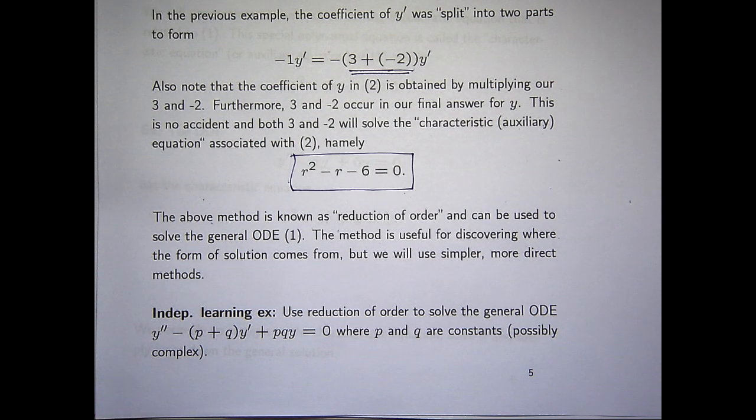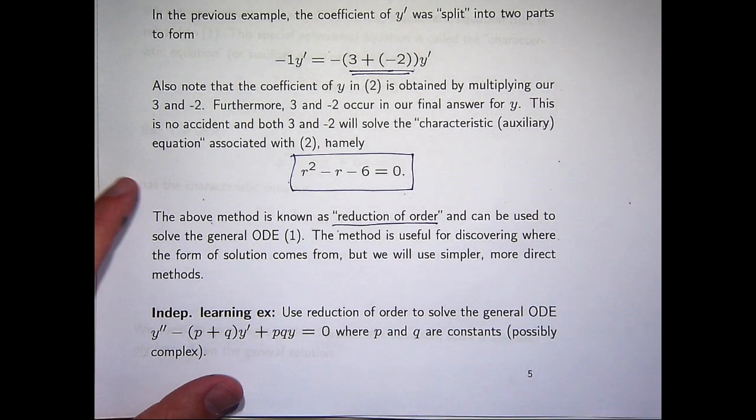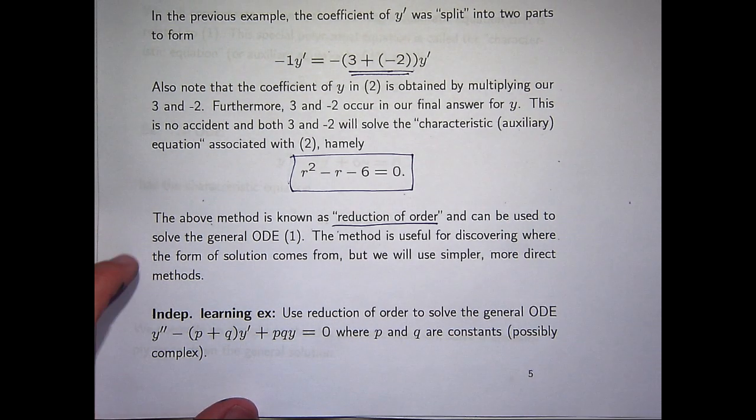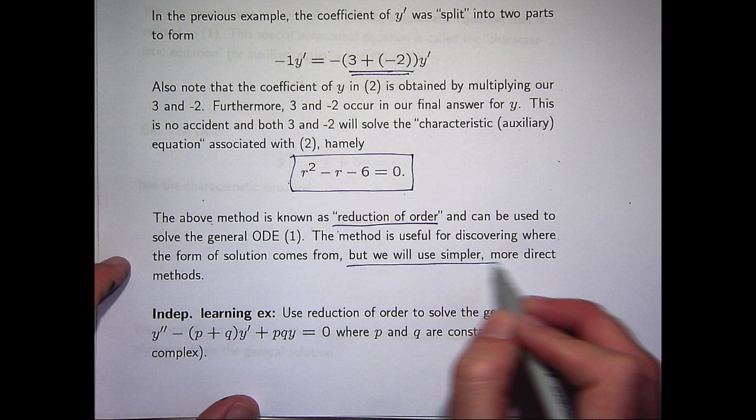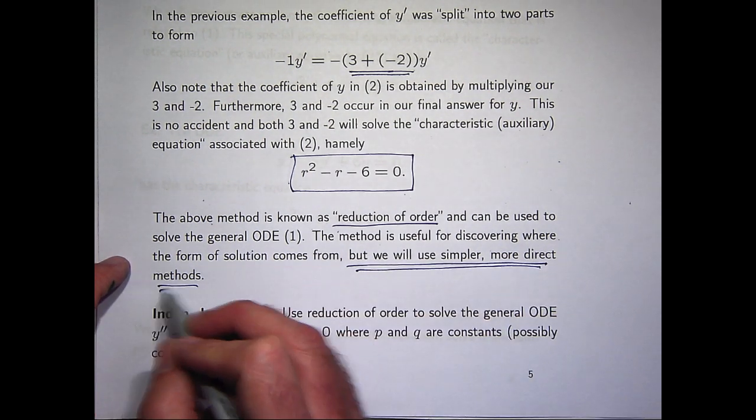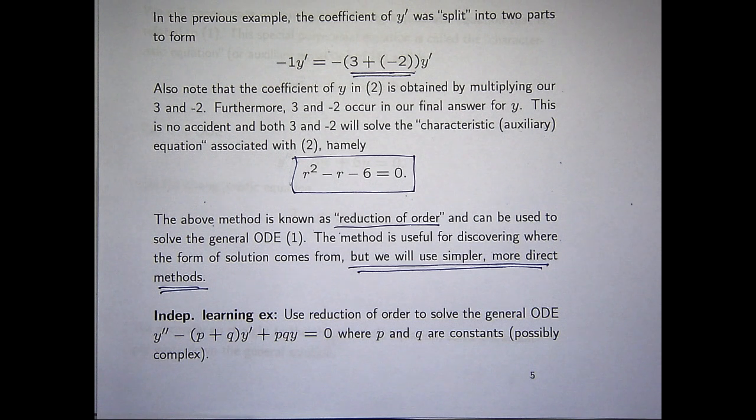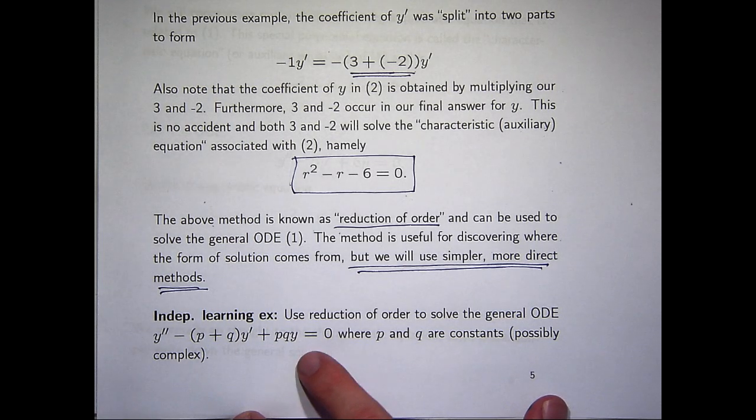The method that I've just shown you is called the reduction of order because you reduce a second order problem down to a first order problem. Now it's useful for discovering the form of the solution, but, and this is important, we're going to use more direct methods. Now a beautiful question here is: use the reduction of order method to solve the general problem down the bottom where P and Q are just constants. They could be complex, but if you want, just treat them as real for the basic case. You'll see exactly where the solution comes from.